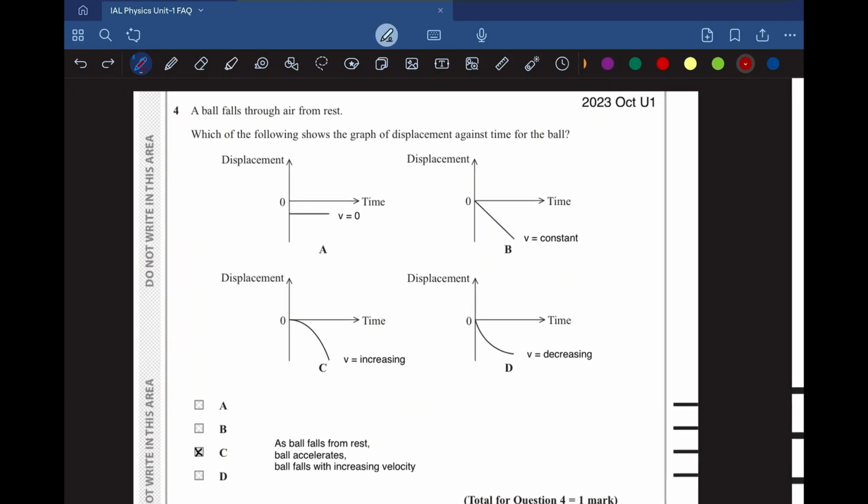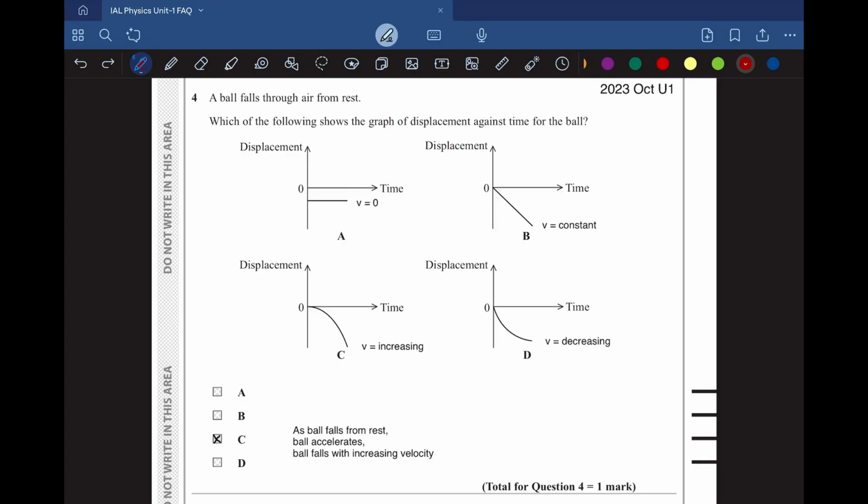Now question number 4 says a ball falls through air from rest. So basically it is falling through the air. So there it is in free fall, right? In free fall we know it is accelerating, right? A ball or a human, when in free fall, accelerates. Someone accelerates when he is falling through the air. And acceleration means change in velocity, but as he is falling, there will be an increase in the velocity, right?